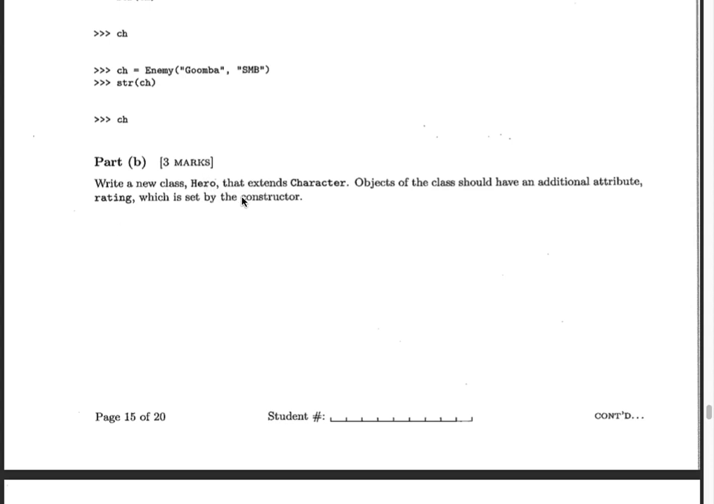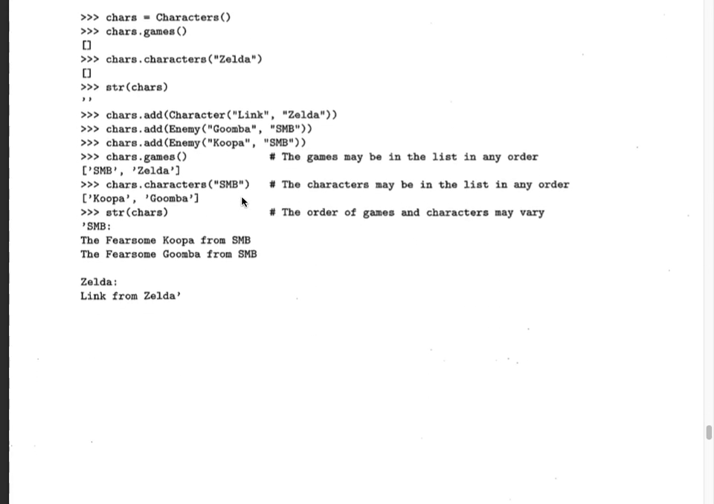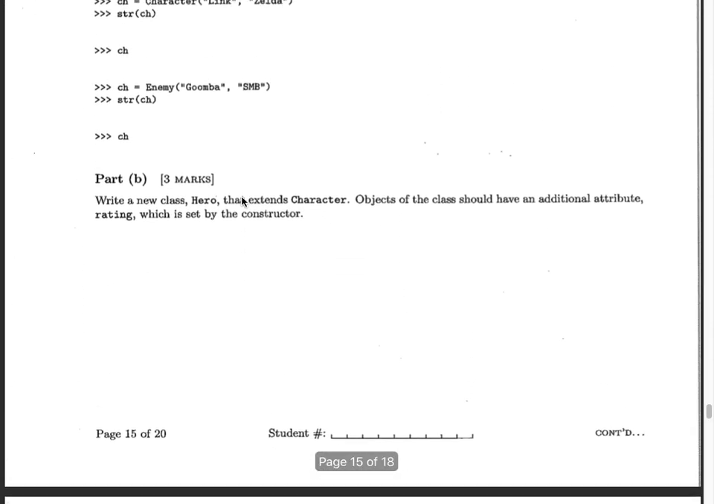Write a new class hero that extends character. Oh, I didn't teach you class inheritance, so skip. You don't need to know class inheritance, so don't worry about B. You'll learn class inheritance next year. We focused more on the magic methods, right? So you will have to write magic methods for arithmetic. So please know how to do that. You remember that? Yeah, we did. I did tons of problems.